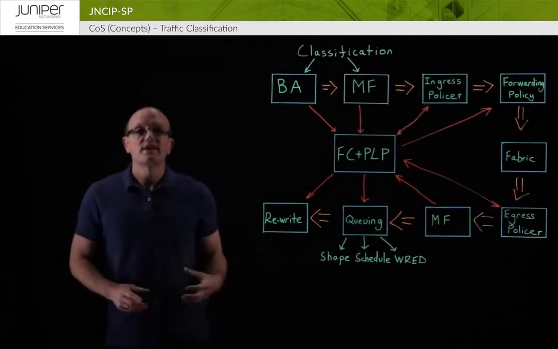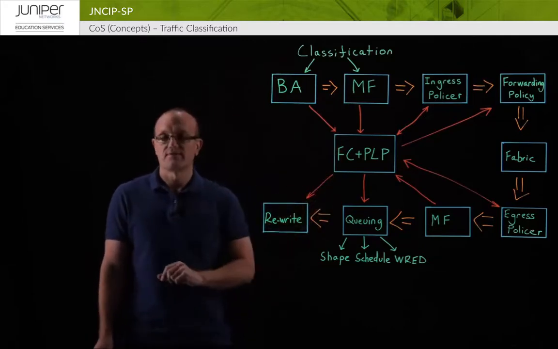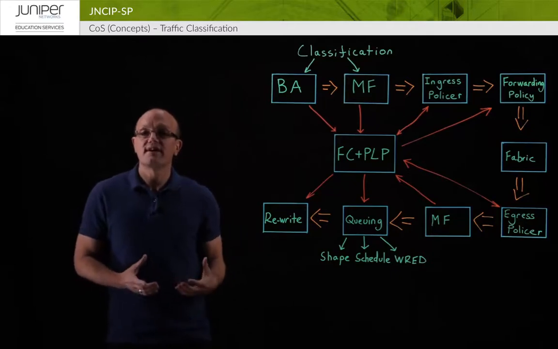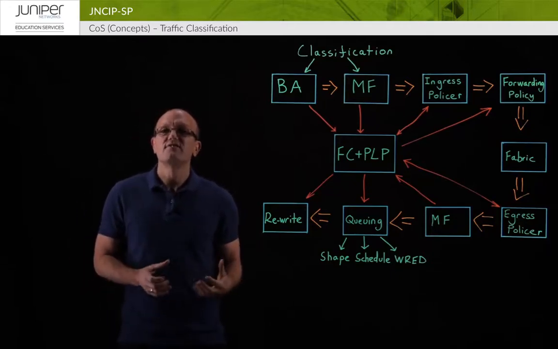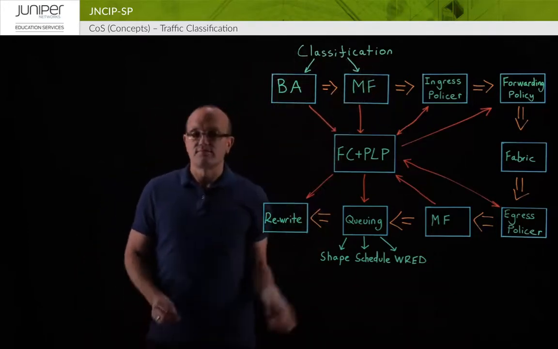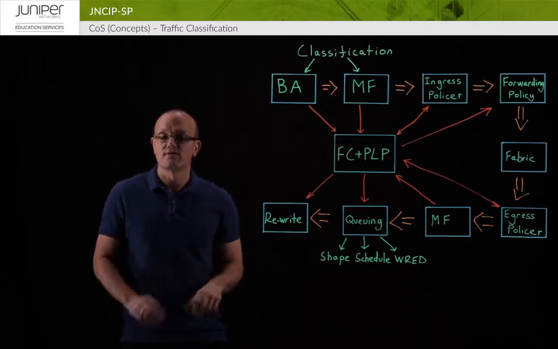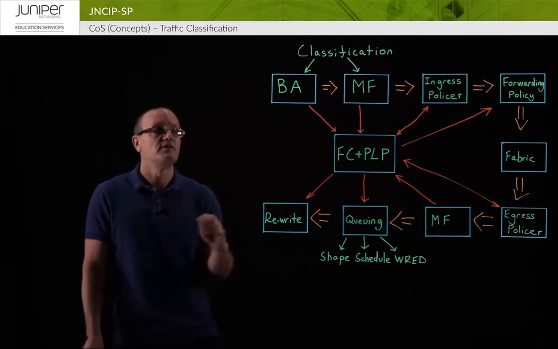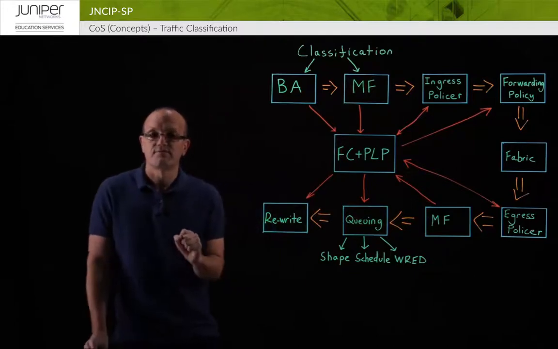In this video, we're going to take a look at traffic classification and rewrite. So we've said that we want to identify different groups of traffic and give those different groups of traffic differential servicing on a particular device. Classification is the means by which we identify what traffic should belong to a given group. And there are two main types of traffic classification: behavior aggregate and multi-field.